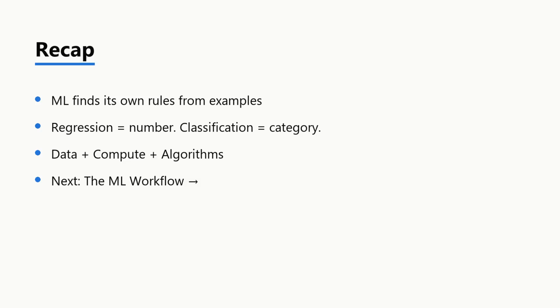So, to recap, machine learning means the computer finds its own rules from examples, instead of you hard-coding them. Regression predicts numbers, classification predicts categories, and the whole field only works because of the combination of data, compute, and better algorithms. In the next video, we're going to zoom out one level and walk through the entire ML workflow: data, model, evaluation, iterate, the loop that every single project in this course, and every real ML job, actually follows. If this clicked for you, that video is where it starts becoming practical.